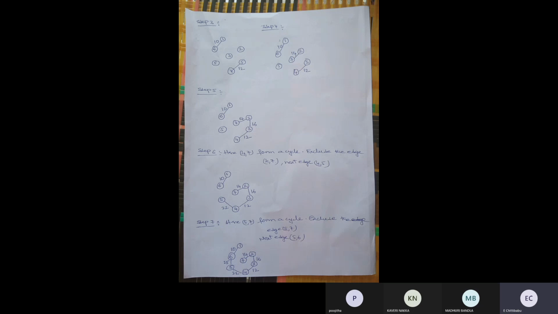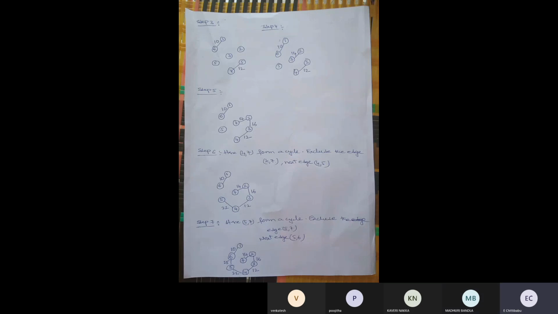What is the next edge? (4,5), sir. Include (4,5) into the tree. Next, step 7: what is the next minimum edge? (5,7). Including (5,7) forms a cycle. Yes, sir, it forms a cycle. Exclude the edge (5,7).